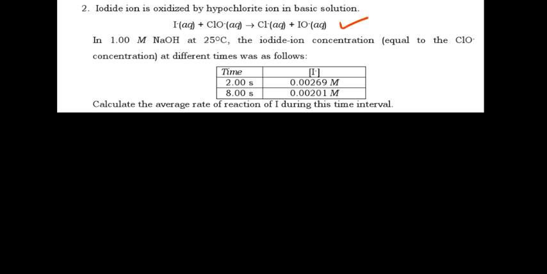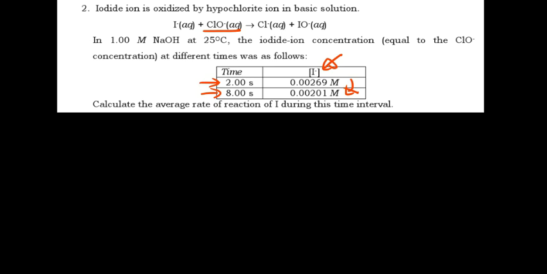And then in 1 molar concentration of sodium hydroxide, the iodide ion concentration was equal to the hypochlorite ion concentration. And then we are told the time. It was from 2 seconds to 8 seconds. They observed a change in the concentration. So calculate the average rate of reaction of iodide during this time interval. What this information is about is the iodide ion, as you can see.